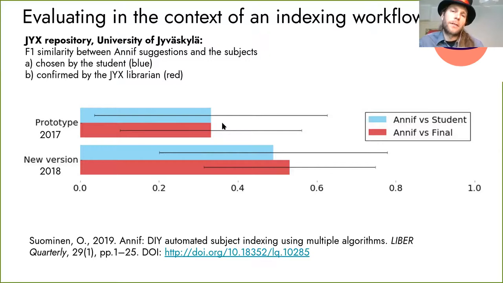So what's apparent here is that the prototype did not perform so well. So only a third of the suggestions were accepted by the students. But the new version the next year, which is already 2 years ago, and an old model by now, about half of the suggestions were acceptable. So clearly there has been an improvement, and we haven't collected the similar data for later times, but it would be possible to do a comparison also to the more recent models.